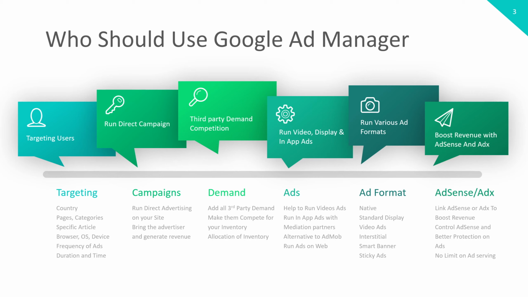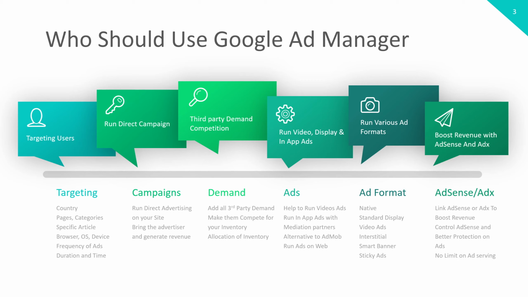Now the third point is demand. There are many demand partners like media.net, AppNexus, Rubicon, and others. These demand partners sometimes want to run ads on your site. In order to create competition between these demand partners, you run those ads in your Google Ad Manager and they compete for your inventory, so that whoever is giving you the highest CPM can win your inventory. That is possible via Google Ad Manager only.